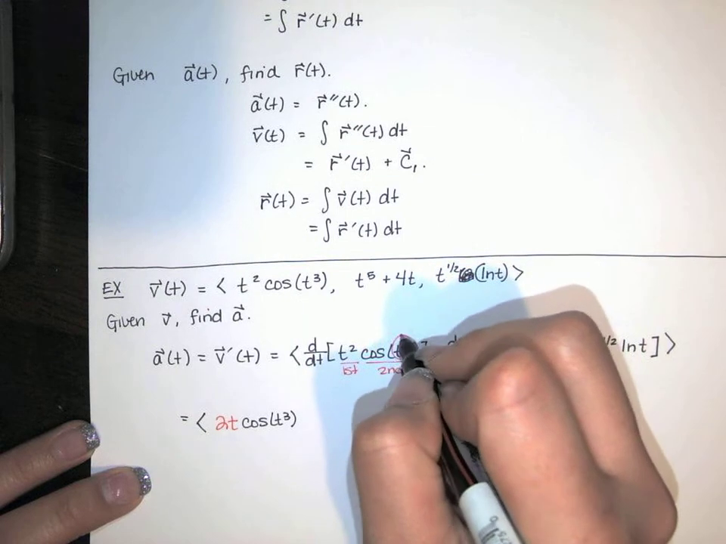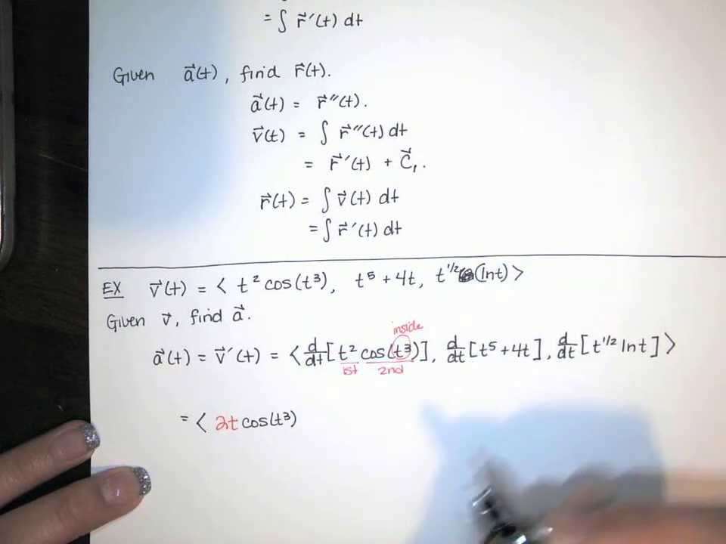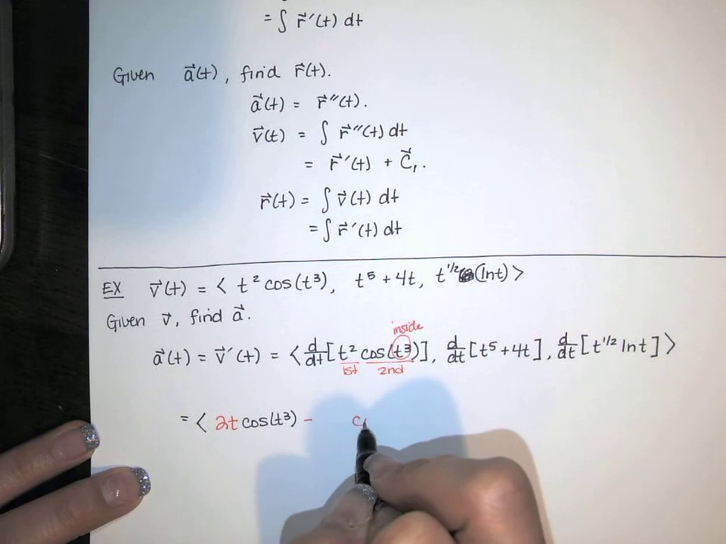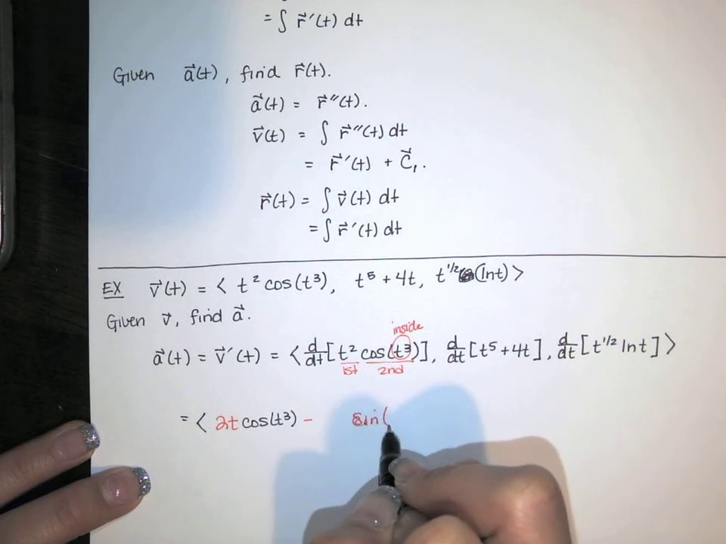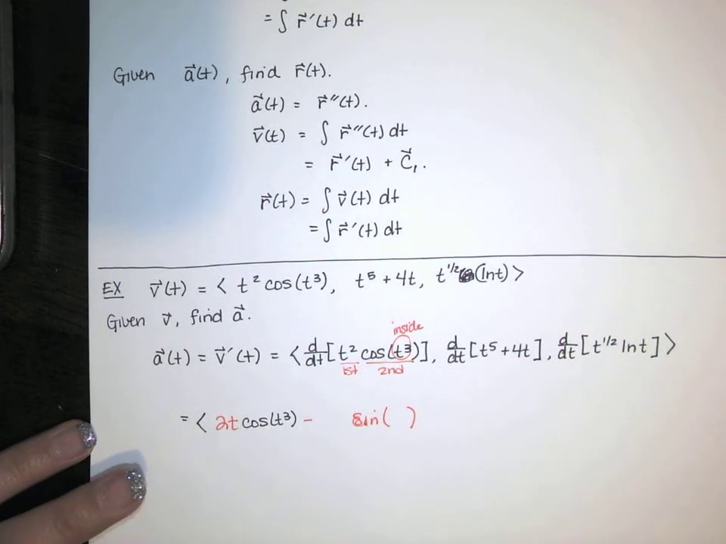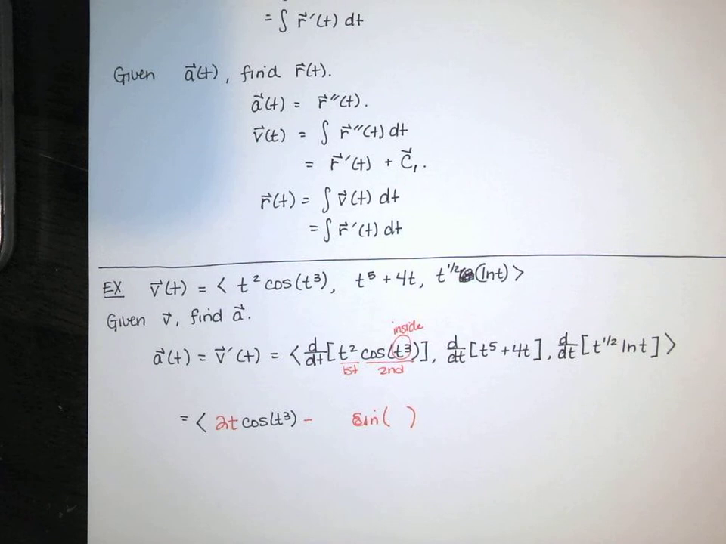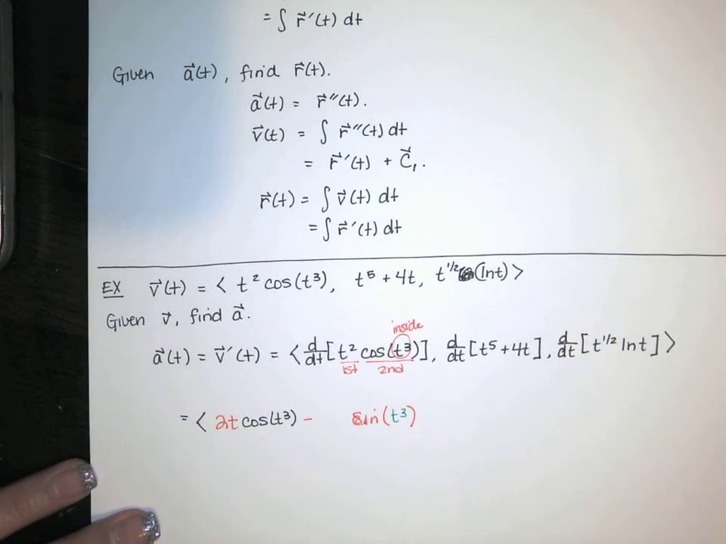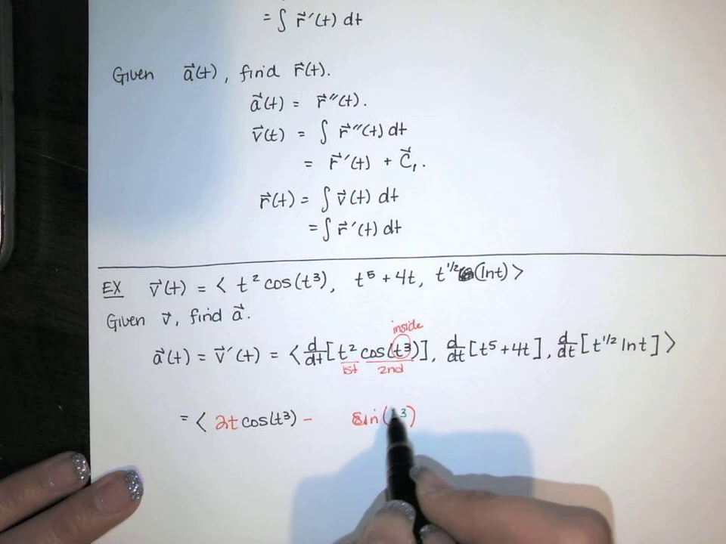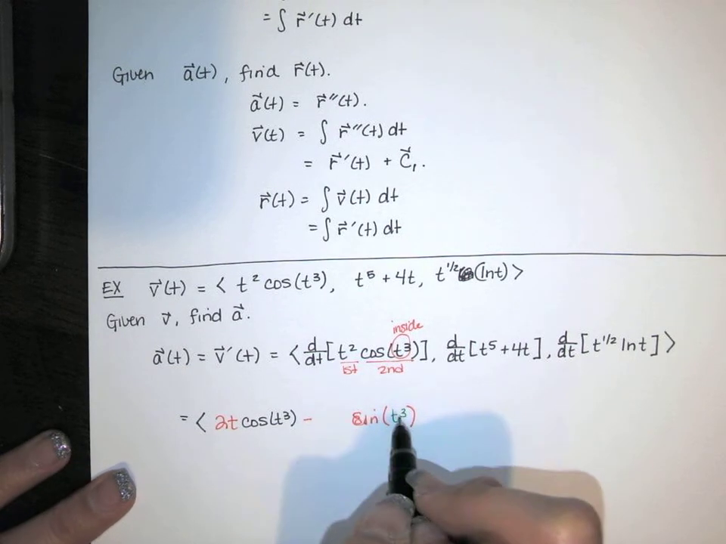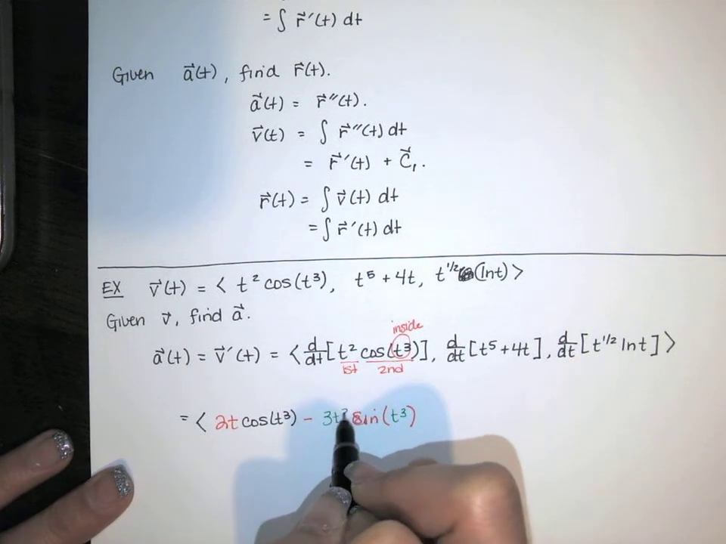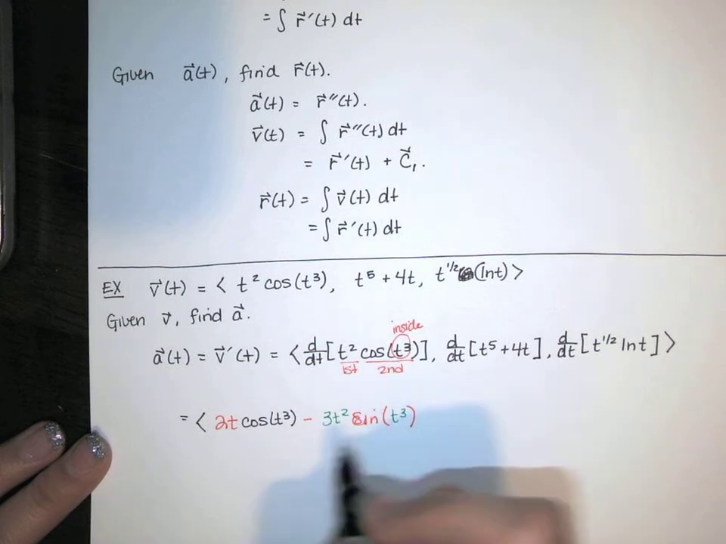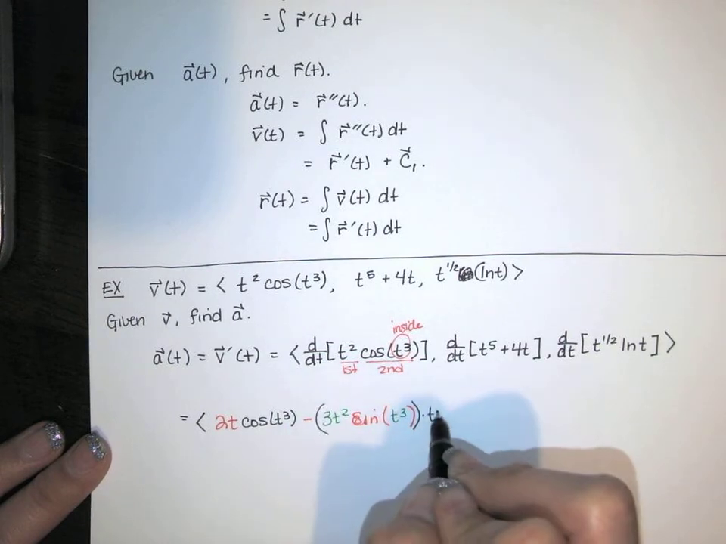Now this has got an inside function, so be careful. Derivative of cosine of something is negative sine of that something, whatever it was you started with. In this case, we had a t cubed inside, times the derivative of the inside by the chain rule. Derivative of the inside is 3t squared. So that's derivative of the second times the first, undifferentiated. All of that is multiplied by t squared.